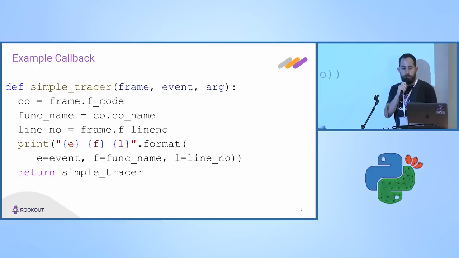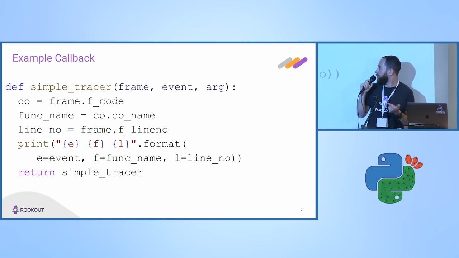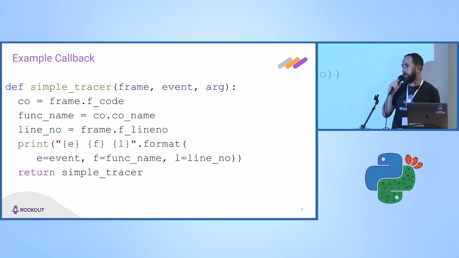This function starts by extracting some information about the event that's going to take place. We extract the function name and line number, and then we print the event, function name, and line number to the standard output. Finally, the function returns itself, and we're going to discuss it in a bit.